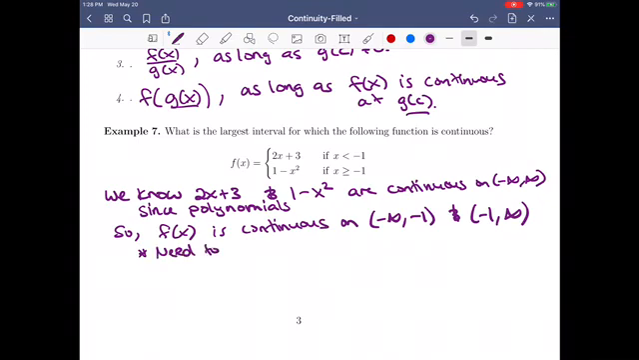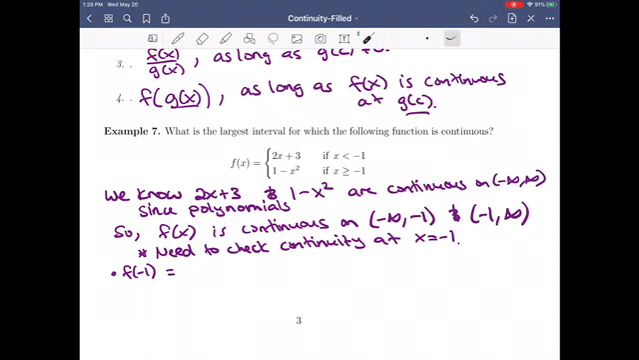So we need to check continuity at x equals -1. But it's continuous everywhere else. So what we want to know is, is it continuous also at -1? What I want to do is check my three conditions. So what would be f of -1? Well, when I plug in -1, I'm in this interval because I'm equal to -1, so I'm going to use this formula. It's going to be 1 minus -1 squared. So that's 1 minus 1, so 0. So I do have a point. F of -1 exists.